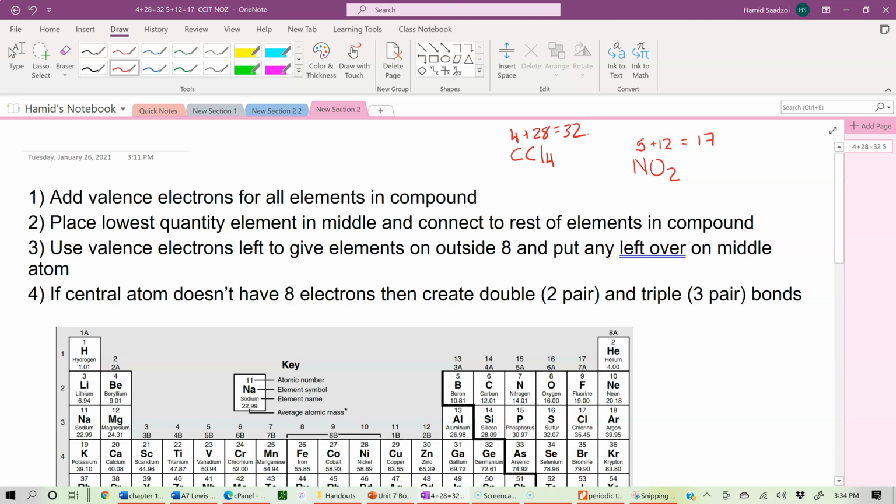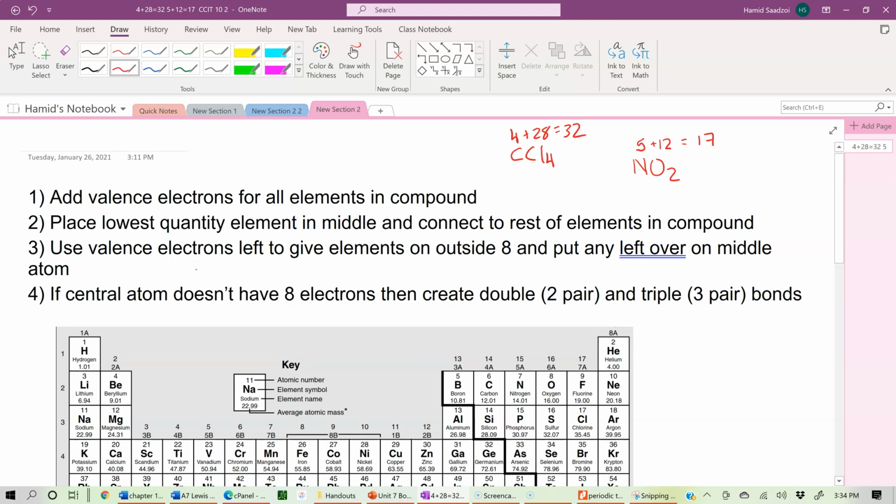Step 2: you're going to place the lowest quantity element in the middle and connect it to the rest of the elements in the compound. It just ends up working. One of those unique situations where simplicity is best. So in this situation, it would be carbon. In the NO2 case, it would be nitrogen. Whatever you have less of technically is your middle. What if you have 2 of the same thing? Then you pick whichever one you want as the middle, because they're both the same thing. I do want to point out, though, if carbon's involved, carbon has to be the middle. Carbon is always the middle, it can't be an outside element.